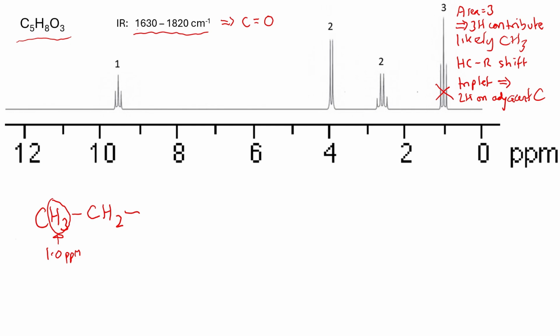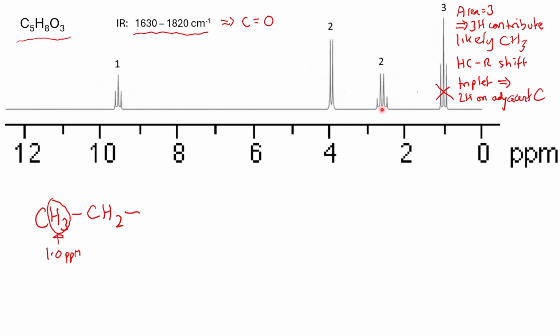So it can't be this one, because that has an area of 1. So we know it's not that one. And similarly, it can't be this one, because although that has the right area, it doesn't have the right splitting. This is only split into a doublet, and that means that there's only 1 hydrogen on an adjacent carbon, and you can see that's not the case here. This CH2 has got 3 hydrogens on adjacent carbons. So we can rule out this peak as well, because it's got the wrong splitting.